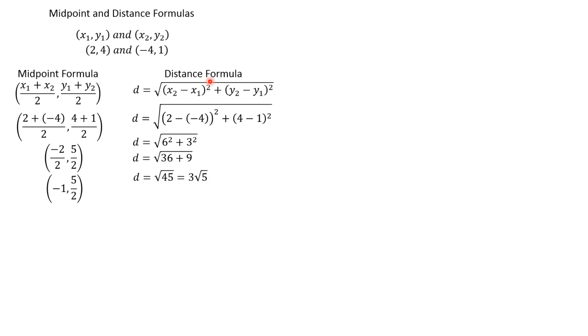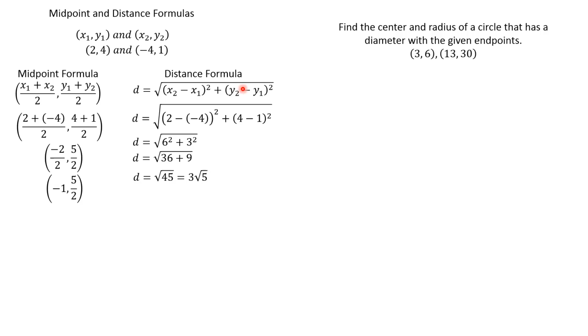So how are we going to use the distance and midpoint formulas? Today we're going to be looking at circles specifically, and dealing with questions like find the center and radius of a circle that has a diameter with the given endpoints, and then we'll get 2 points. The center is going to be at the midpoint, so we can find the center. It's a midpoint formula. Just plug in our points.